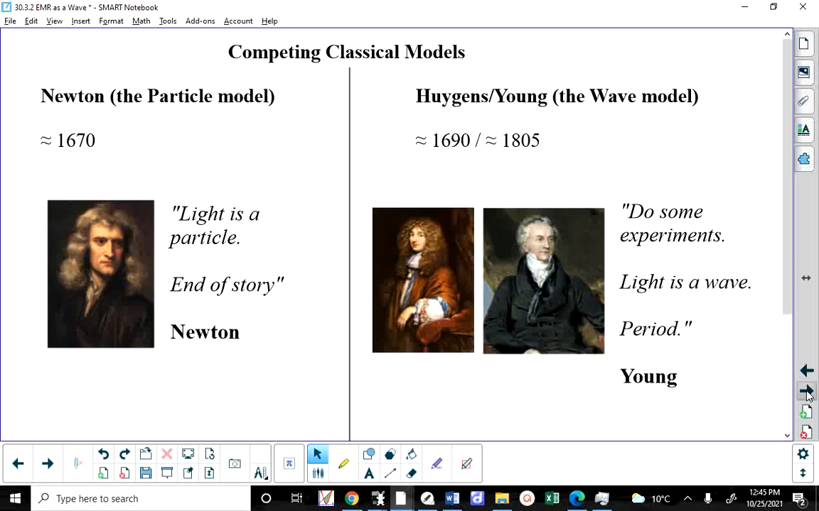So Isaac Newton would look at a guy like Thomas Young and say, I think you're insane. How can you say that light is a wave when there's nothing between the sun and the earth that can wave? And Newton's got a point. But Huygens and Thomas Young did experiments, and we will talk in detail about these experiments later in this unit, where it's undeniable that light travels like a wave.